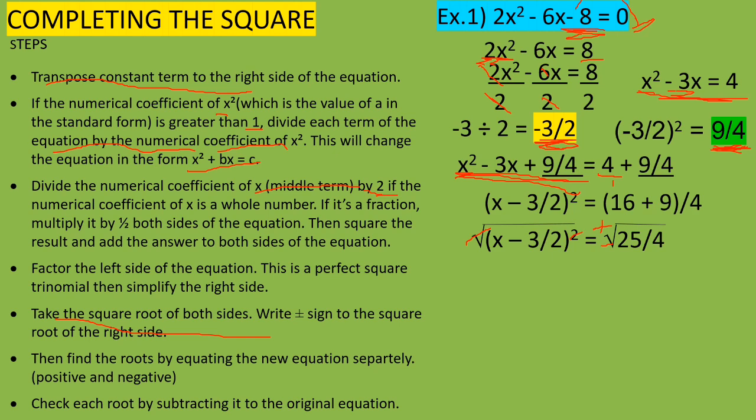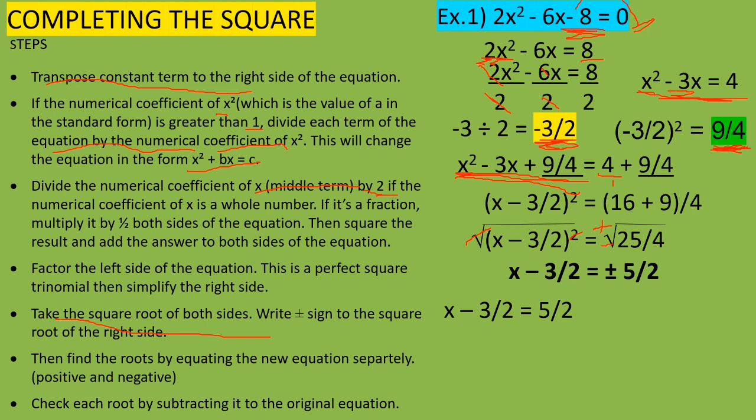Kaya meron na tayong x minus 3/2 is equal to plus minus square root of 25 is 5. Paano naging 5? Kasi 5 times 5 is 25. So, ang base is 5. Ang exponent is 2. So, kung may calculator kayo, you can use that. Okay? So, square root of 25 is 5, all over square root of 4 is 2.